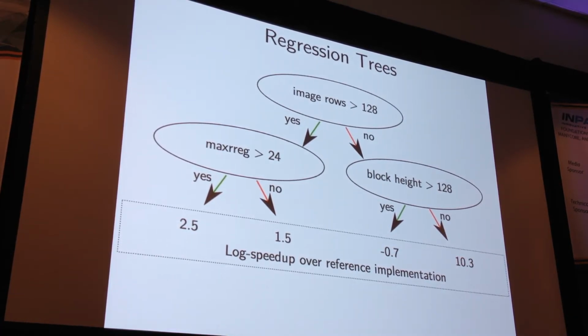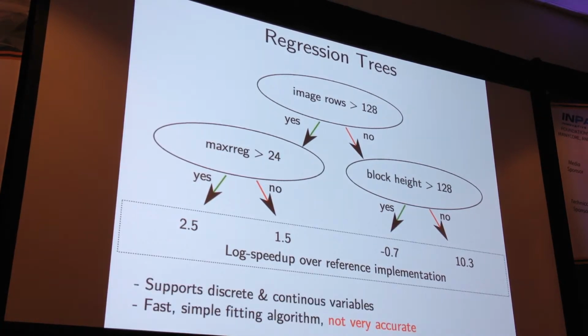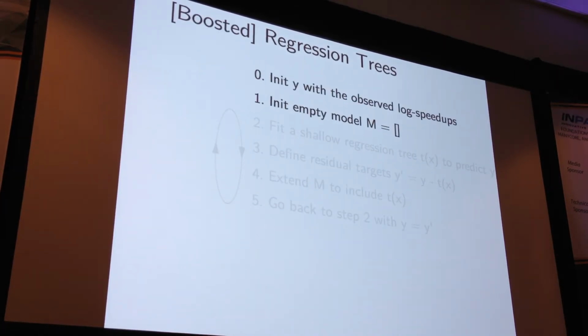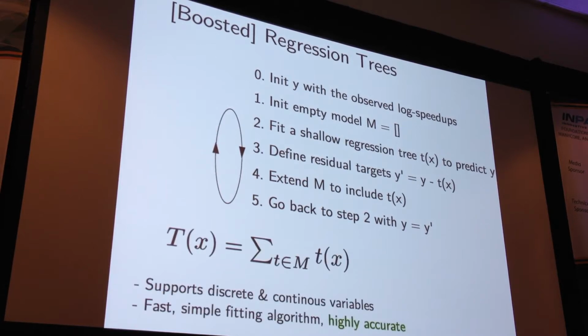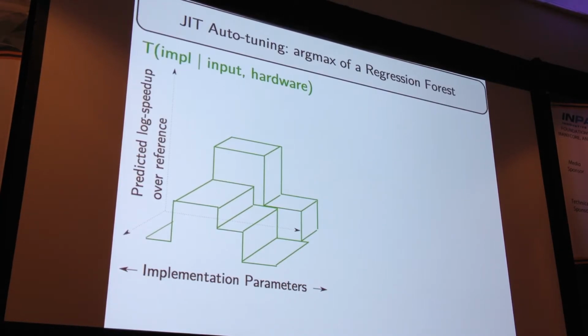So you can build up these regression trees, and regression trees are nice because they support all the different kinds of variables. Some of the variables that we're trying to search through are discrete values, some of them are continuous, some of them are just binary choices. And also there's a fast, simple learning algorithm. We did not invent regression trees, these are old models. The trouble is that they're not that accurate. So instead what we did was we boosted the regression trees. So we fit a bunch of them and then added them together. And there's an algorithm for doing that. So we make a predictive model that is pretty accurate.